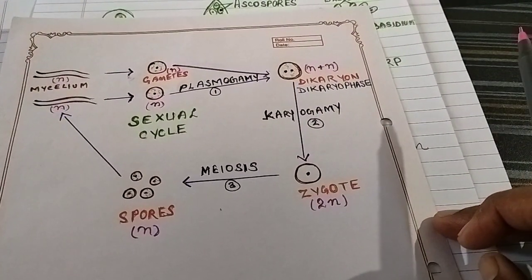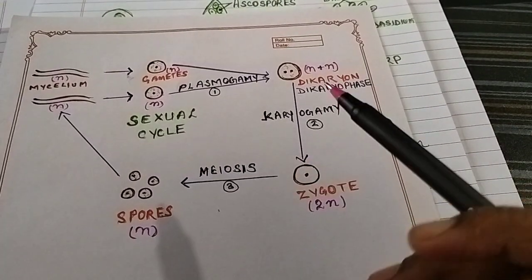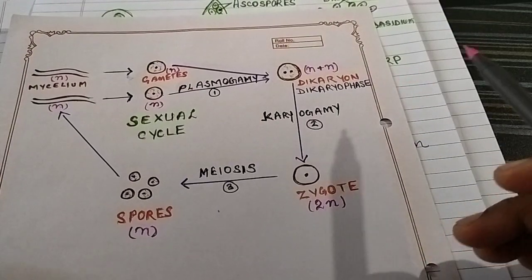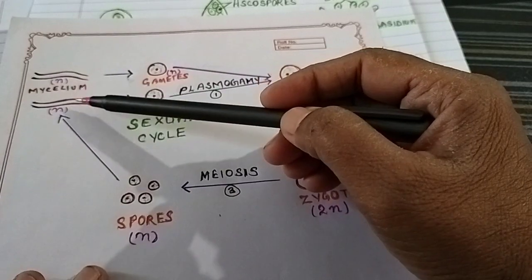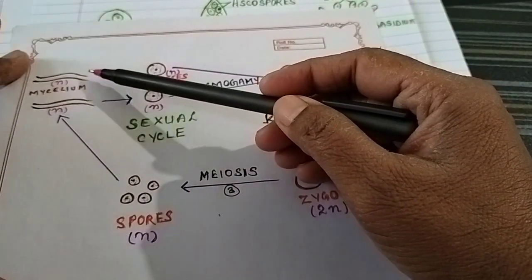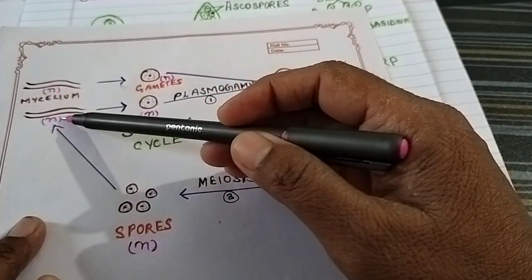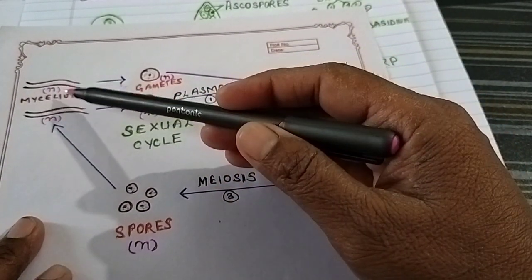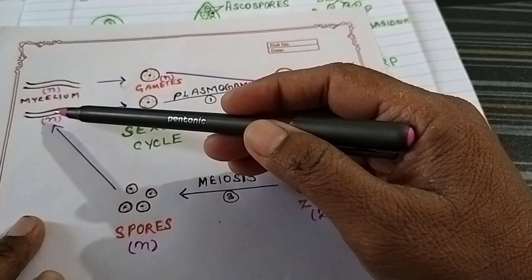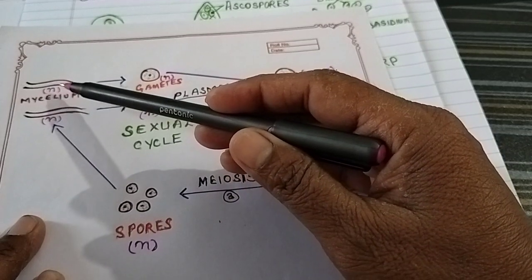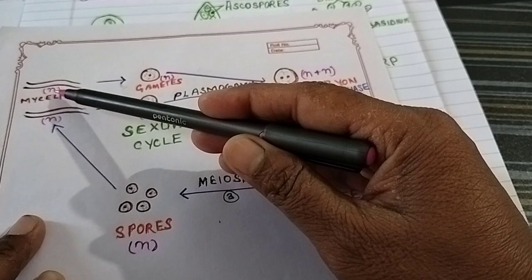Now listen carefully, and you have to learn this cycle. Making such a cycle in exams will give you more marks. Now here you can see these are two mycelia. I have written n here. What is this n? This is the ploidy. Ploidy, you all know, is the number of chromosomes. n number of chromosomes present in any organism. This is the ploidy, and we denote it by small n.